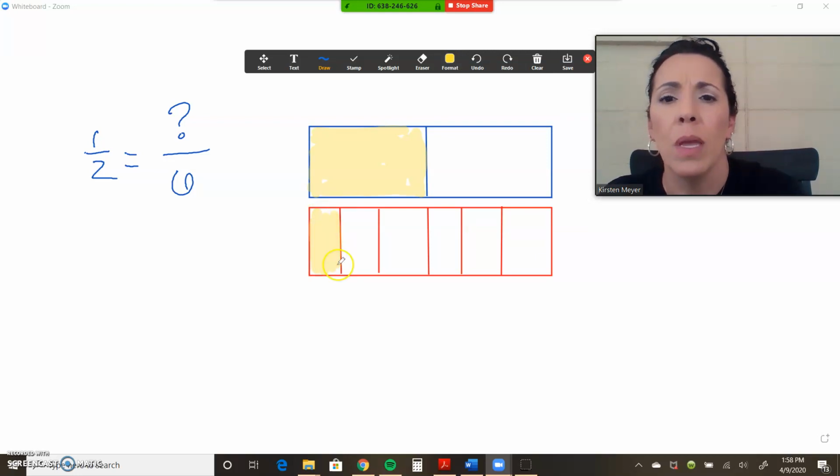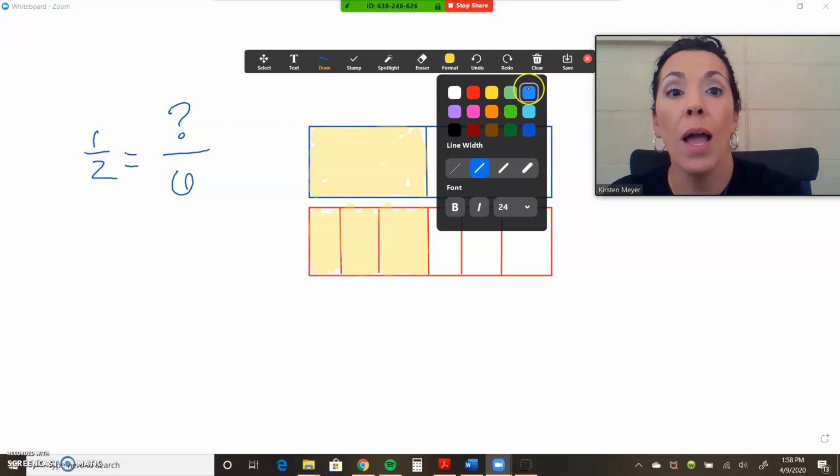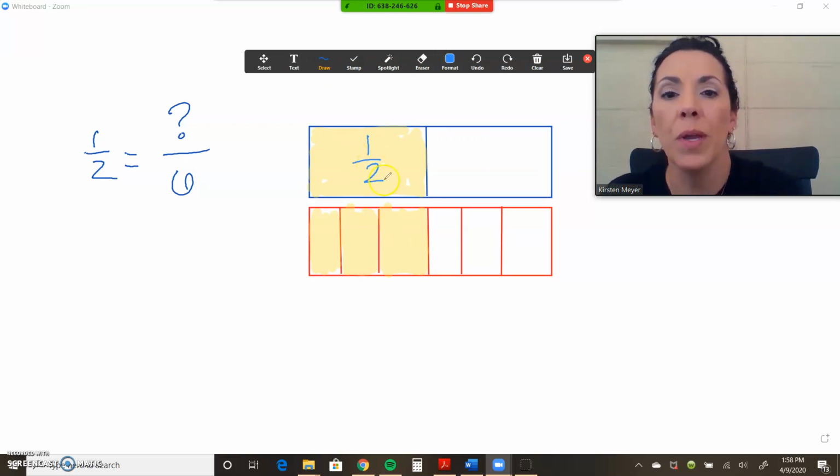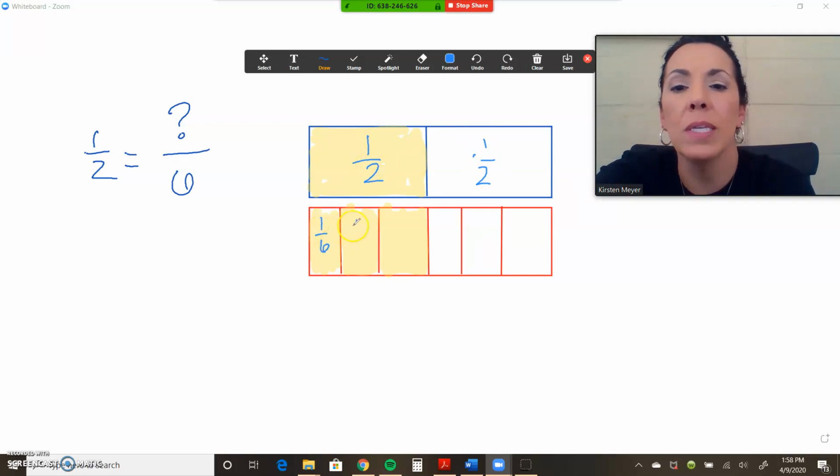1 piece at a time. Do those 2 pieces look the same? No, not the same size. They are not representing the same amount. Let's try 2 pieces. Here and here. Nope, still doesn't look the same. Let's try 3 pieces. Oh, that begins and ends at the same place. So I know this was 1/2, this was 1/2. Each of these is 1/6.